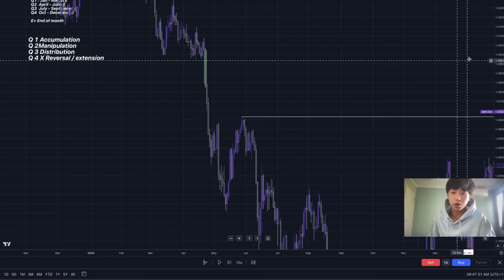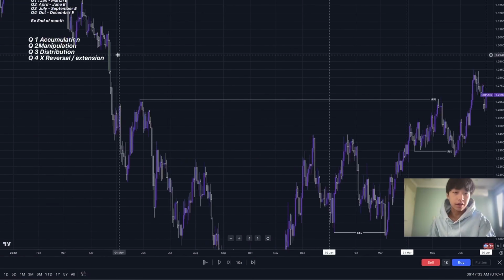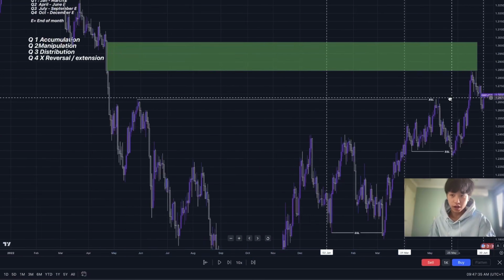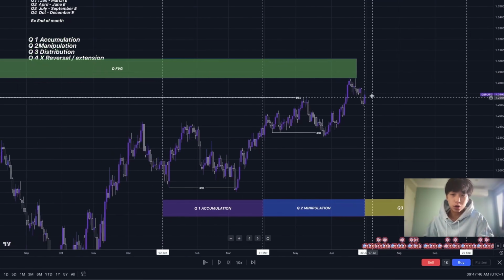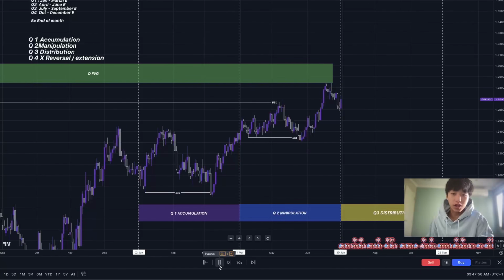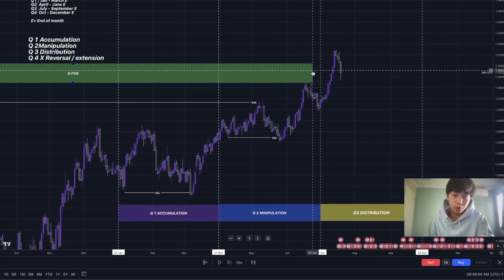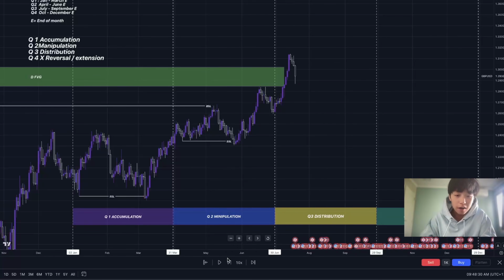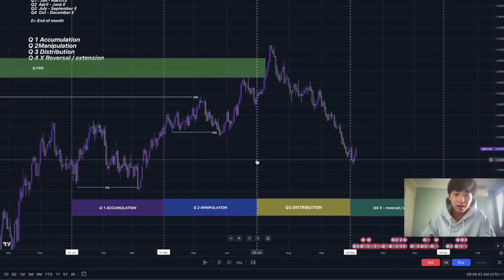You can clearly see on the daily we have a big fat daily fair value gap right here. Now to be honest, during quarter two, price doesn't really fill much of that fair value gap. So we let price play out and price fully fills the fair value gap. I think after it's fully been manipulated, you could expect distribution in the opposite direction, and it clearly does that.